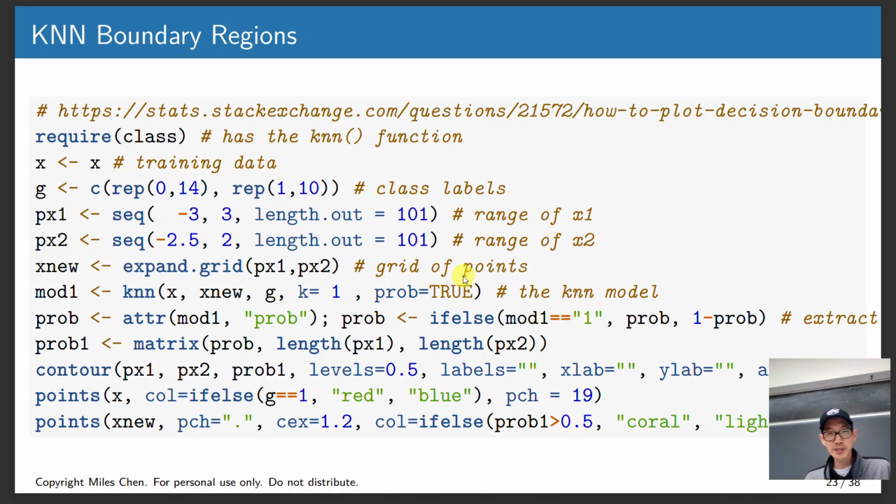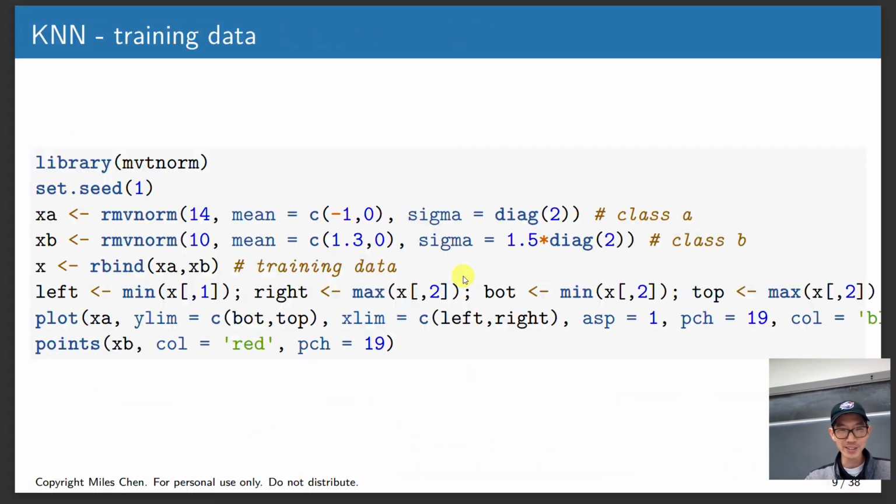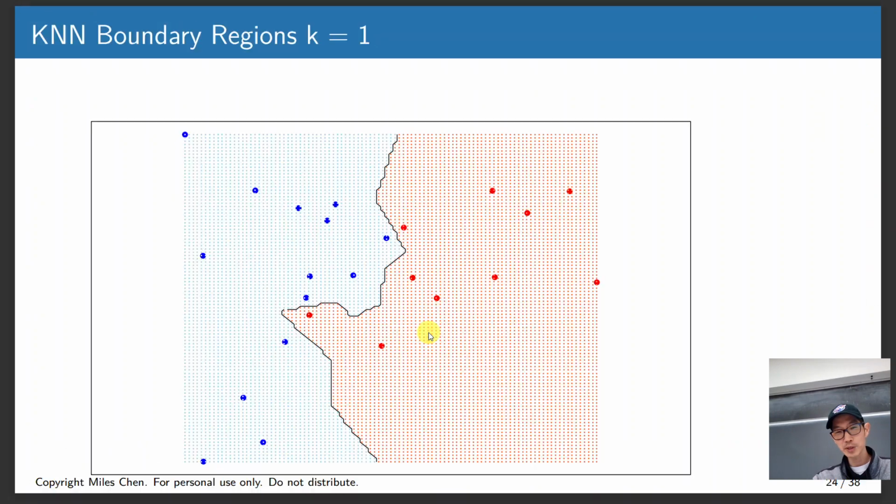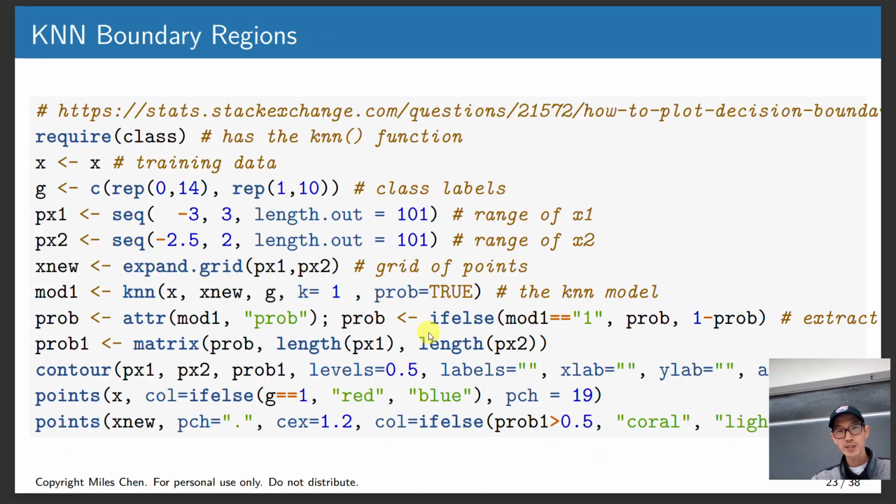All right, KNN boundary regions. On an earlier slide, what did I say? I said it doesn't learn any kind of rule or function for classification, and that is true. So what I'm going to try to show you here is, can we have a rule for classification that KNN won't learn directly? And the answer is yes, it's just a lot of work to figure that out.